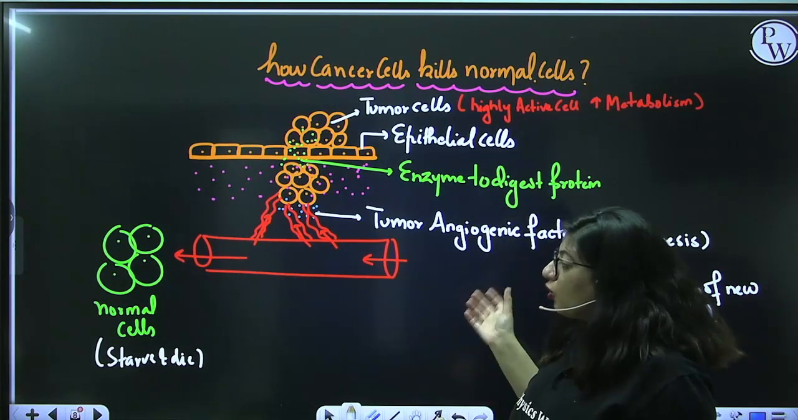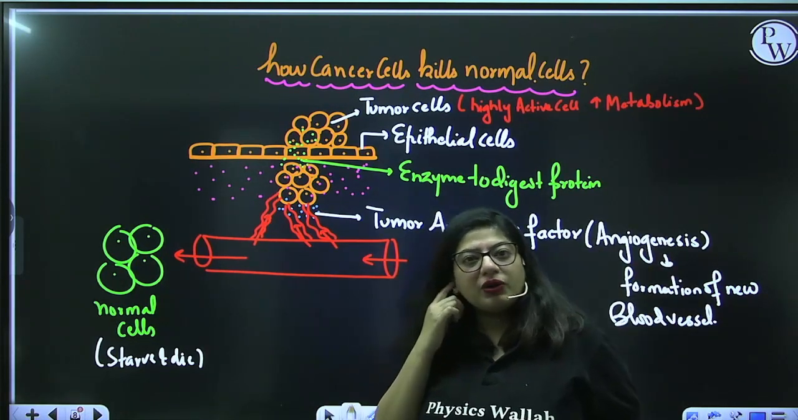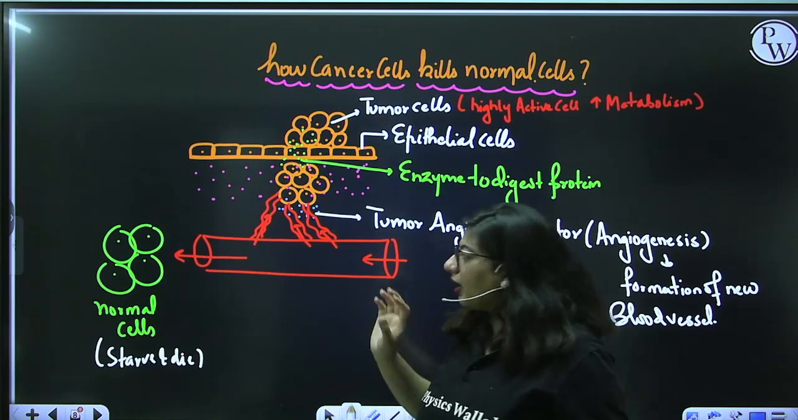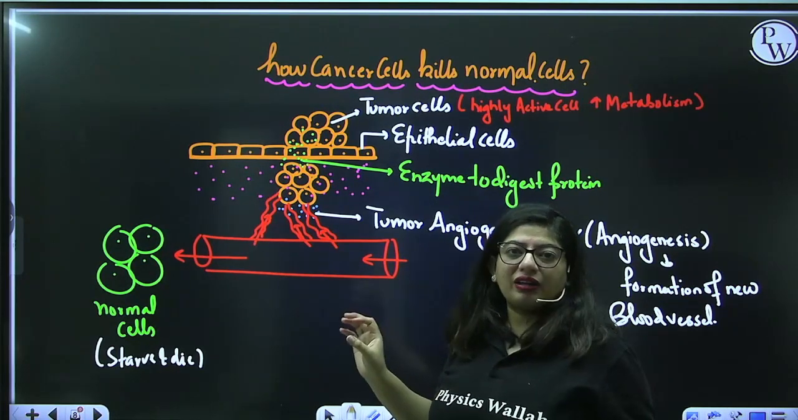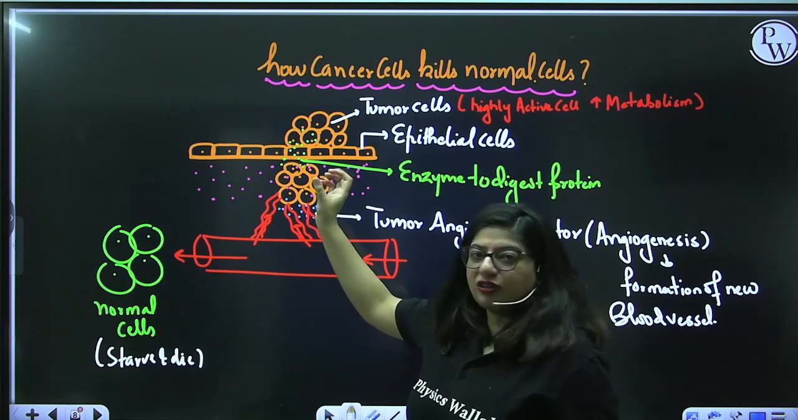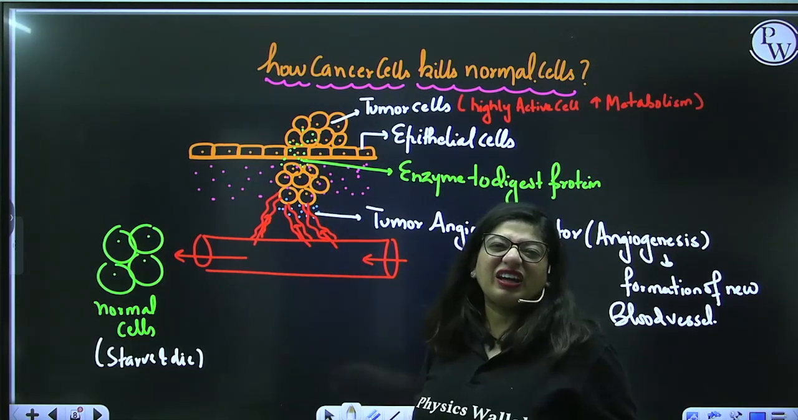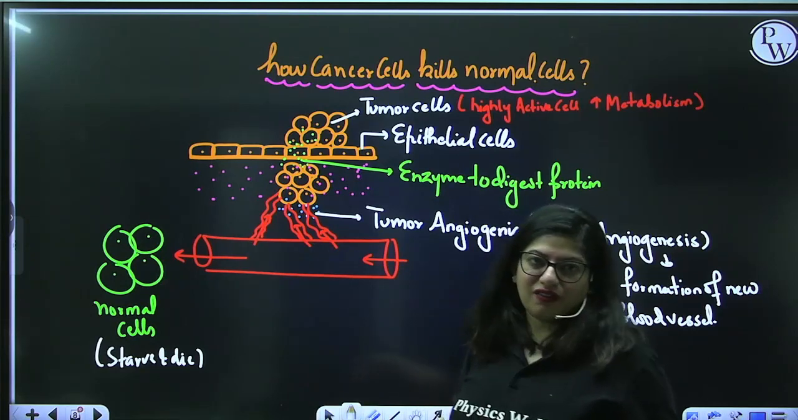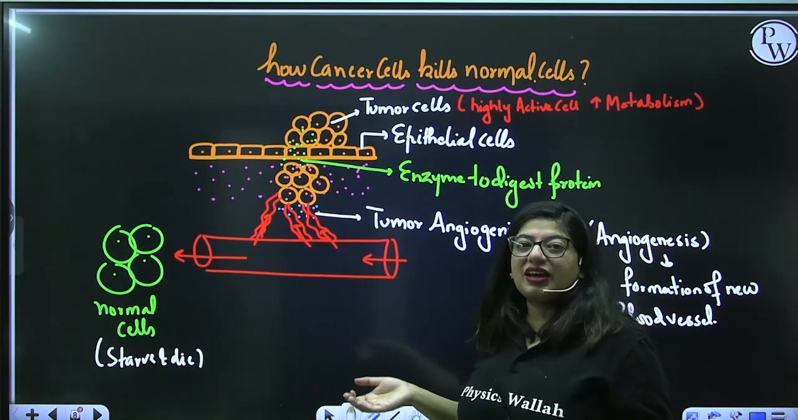Just like that. Normal cells are not getting the entire nourishment from the blood. Rather, the tumor cells are very smart. They will make small trajectories of blood vessels. They take all the blood towards them and these cells will not get any nutrition and they will die of starvation. This is how these cells are very dangerous.